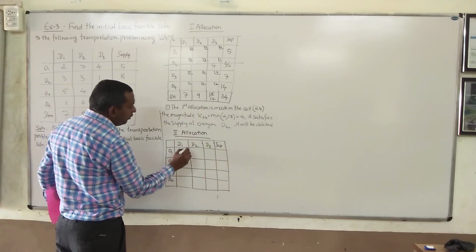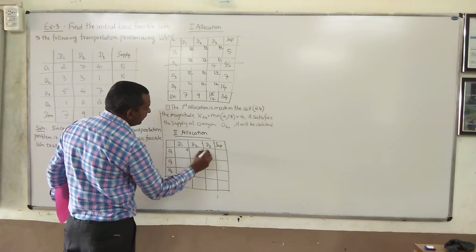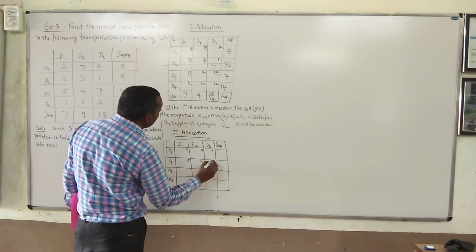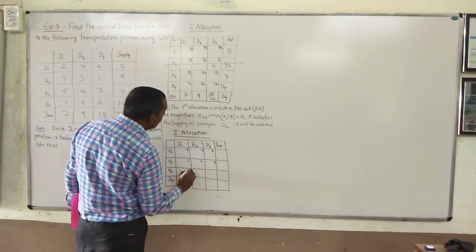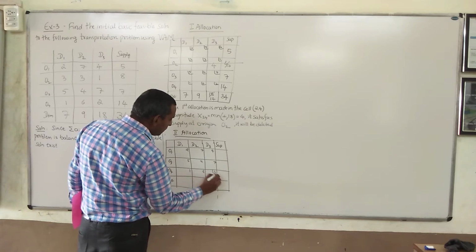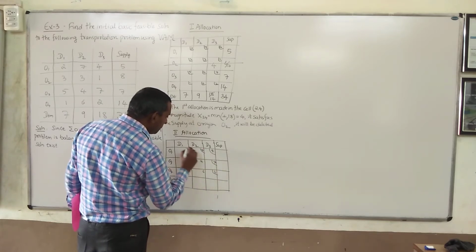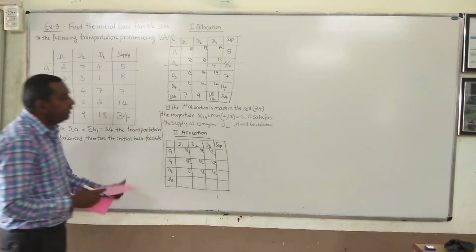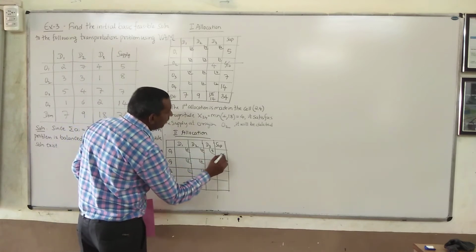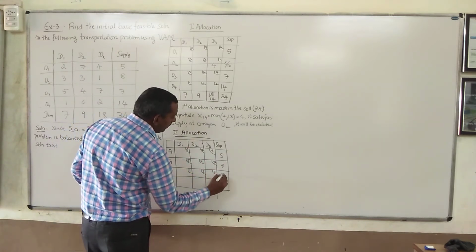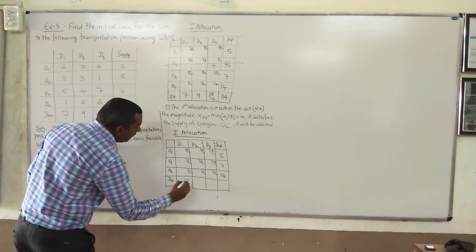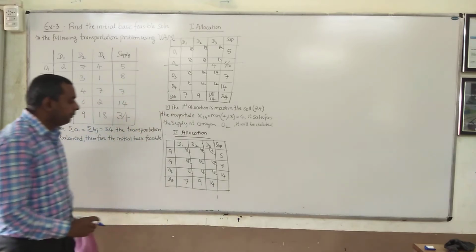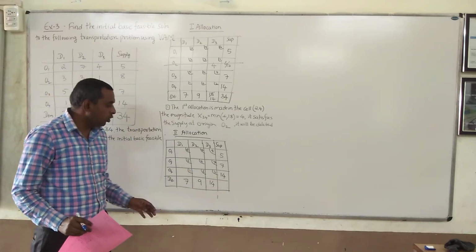Fine. So let me write the values here. 2, 7, 4. It is 5, 4, 7. It is 162. Fine. So the supply is 5, 7, and 14. Here it is 7 and it is 9 and 14. So I have to go for the next allocation.